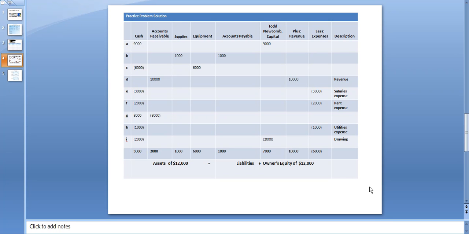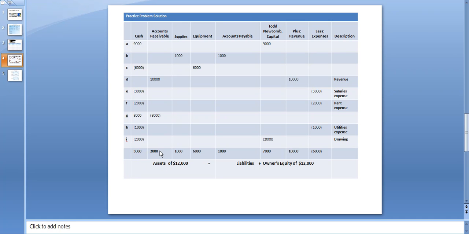In this video, we're going to take a look at the conclusion of the worksheet that we prepared in the previous video and how we can use this to prepare financial statements. So first of all, here is the solution to the worksheet that we did previously. And what I want you to take a careful look at is the ending balances for each of the accounts.